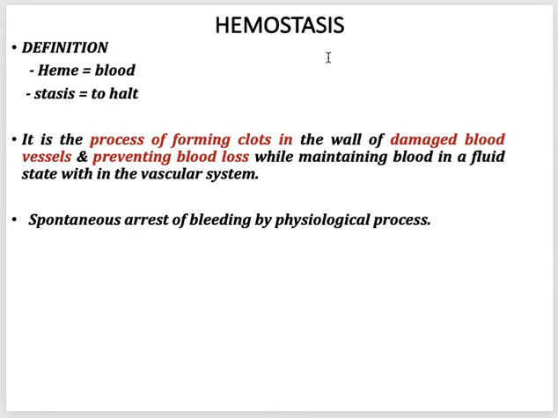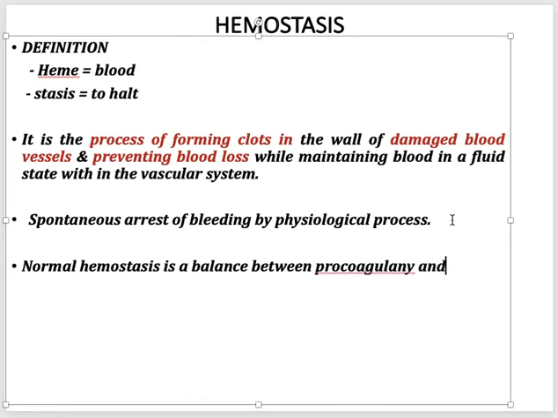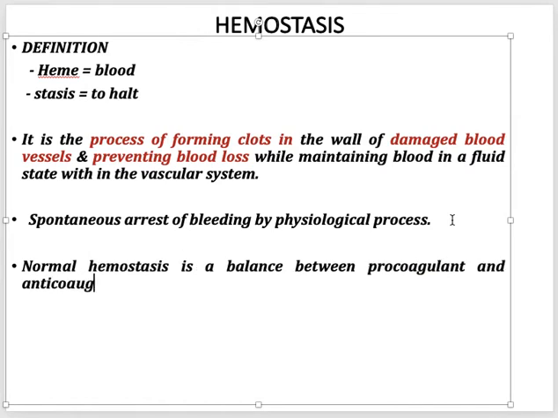A very important thing to understand here is that normal hemostasis occurs as a result of a balance between procoagulant and anticoagulant processes.